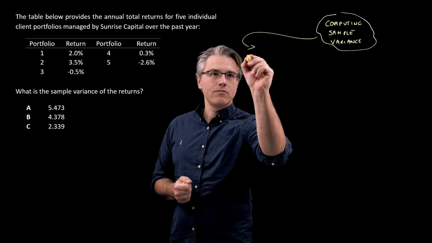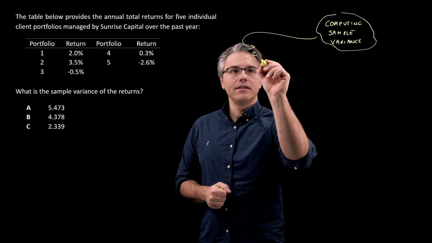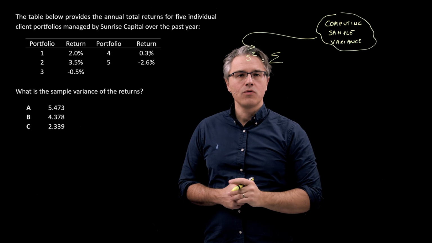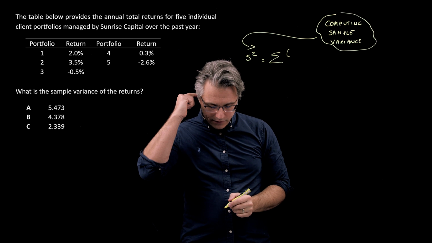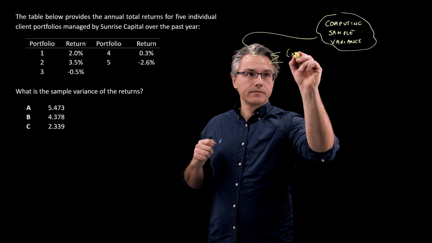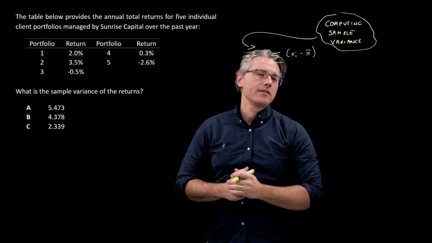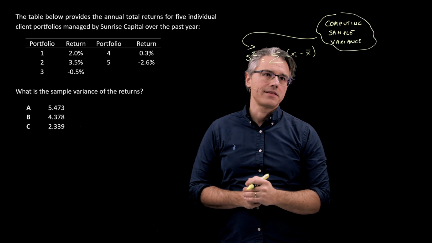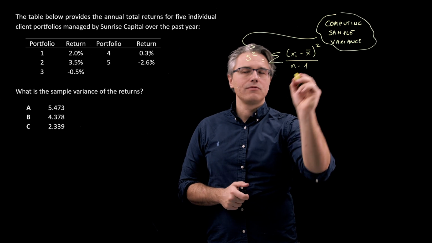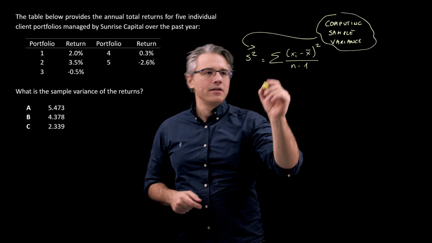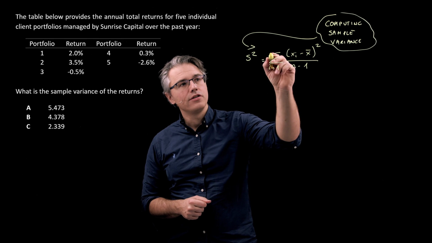First of all, we often denote it as S squared. And this is going to be the sum of all the deviations of each individual observation from the mean value of this data set, but squared, divided by n minus 1. We start with observation number 1 and we finish, obviously, with observation n.